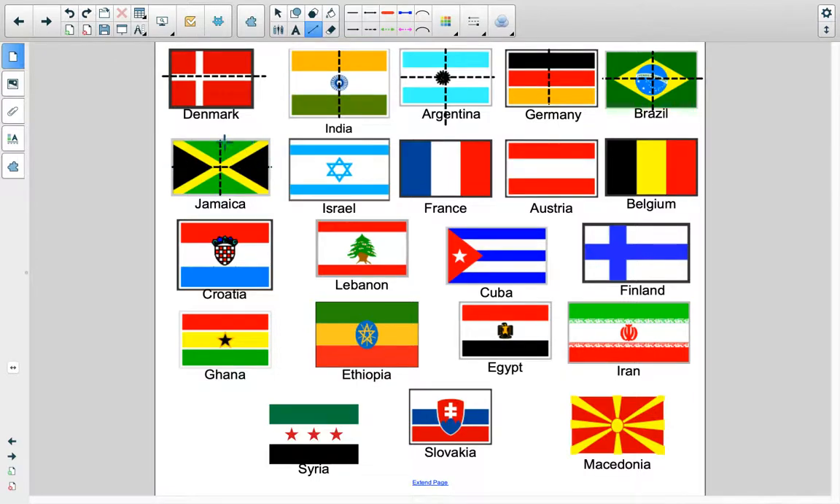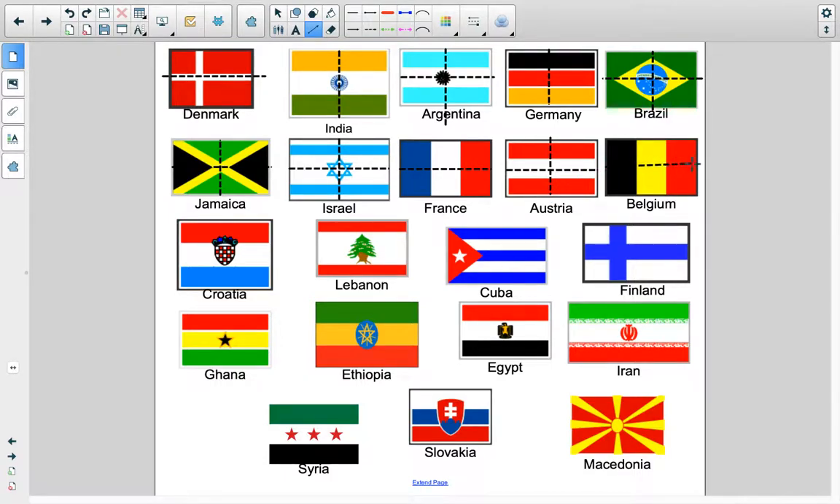It has two lines of symmetry, and you can fold it this way or this way. Israel's flag is the same deal. You can fold it this way and you can fold it this way. It's the same on both sides. France has one line of symmetry going this way. Austria, because the colors are the same on the top and the bottom, has two lines of symmetry.